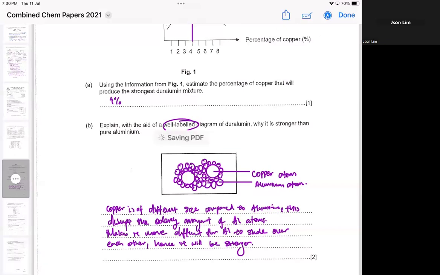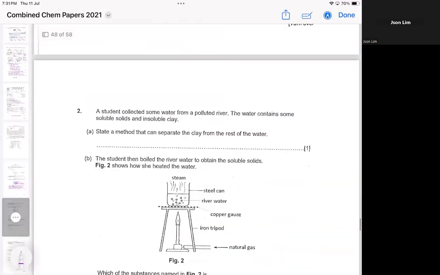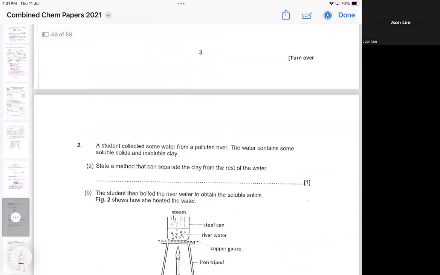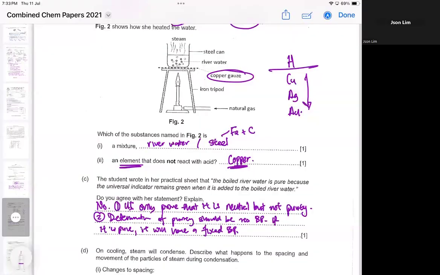Okay, let's go to the next part. With the indicator.